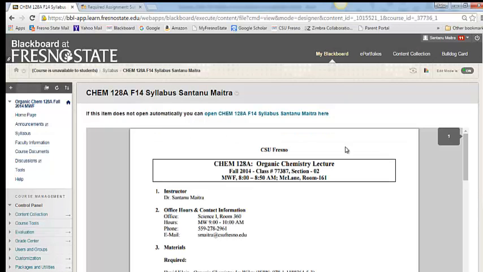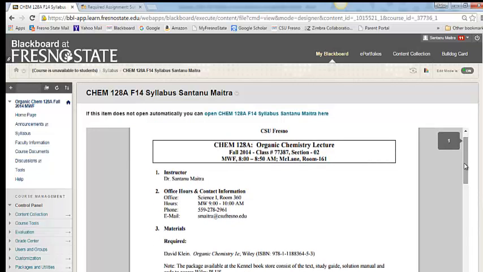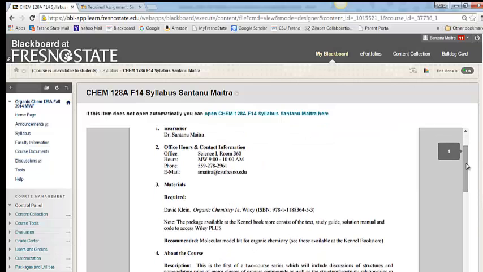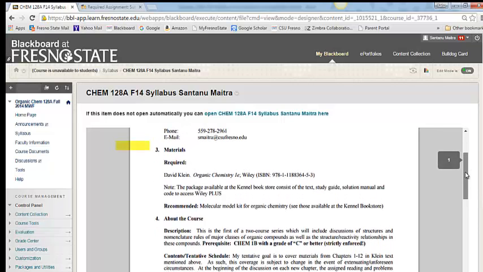As we open the syllabus, you can see that it talks about the name of the course, the course number, section, and the time when we meet. We meet in McLean Room 161, 8 o'clock to 8:50 a.m. It talks about my office hours and my office location. You can read that under number 2, materials.